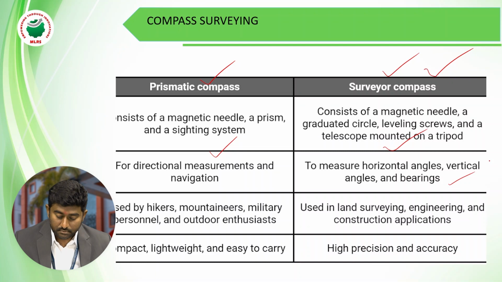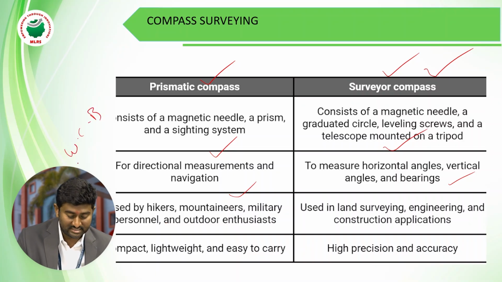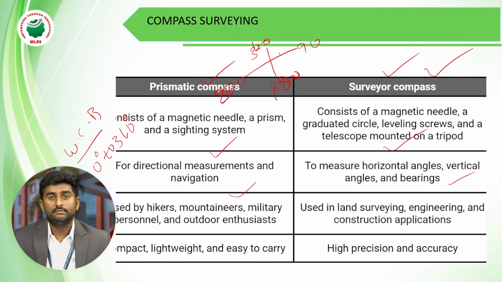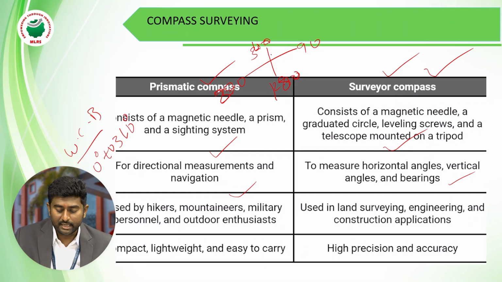Next, in the prismatic compass, the whole circle bearing system is used. In this whole circle bearing system, the notations go from 0 degrees to 360 degrees, like 0 degrees, 90 degrees, 180 degrees, sorry, 270 degrees, 360 degrees. It is in a clockwise direction, measured from the north reference line clockwise.